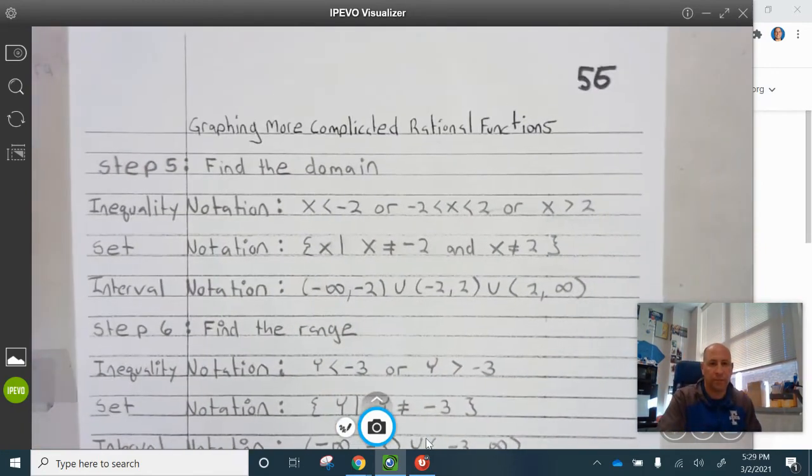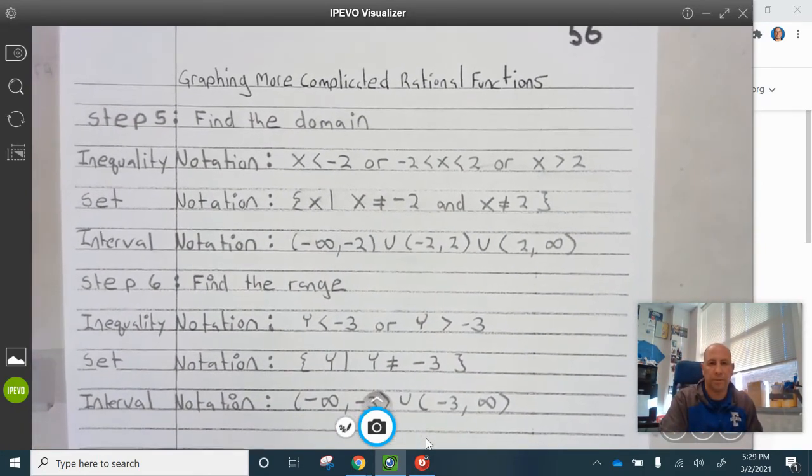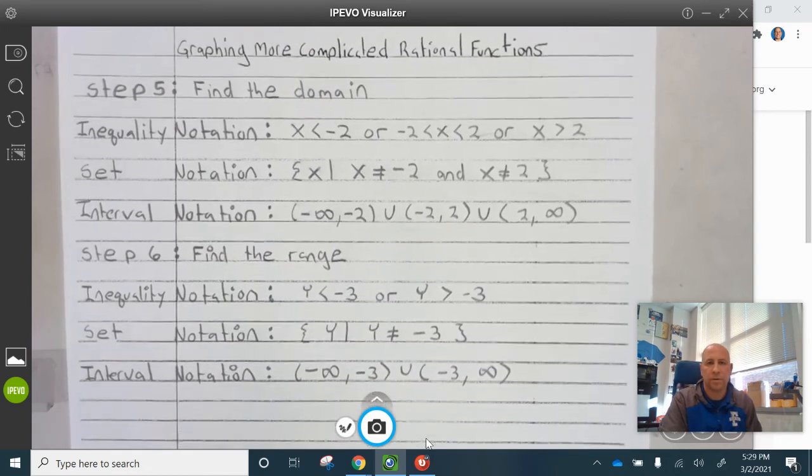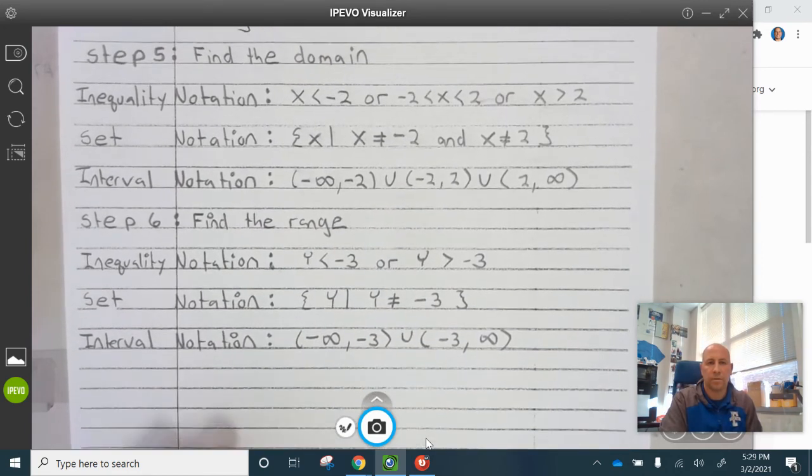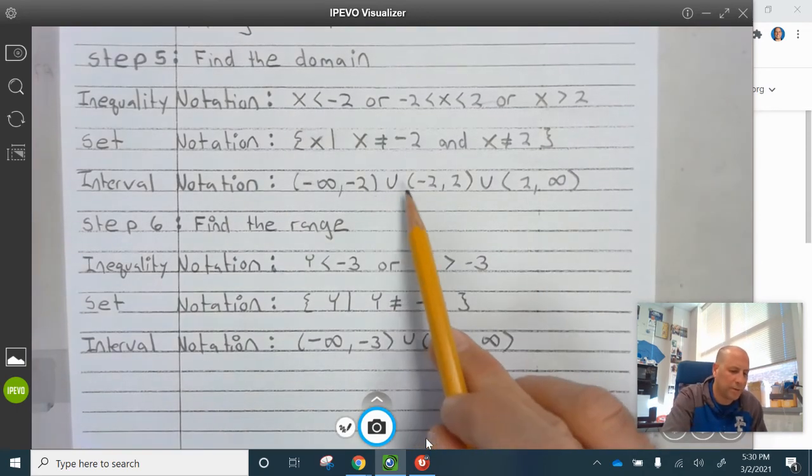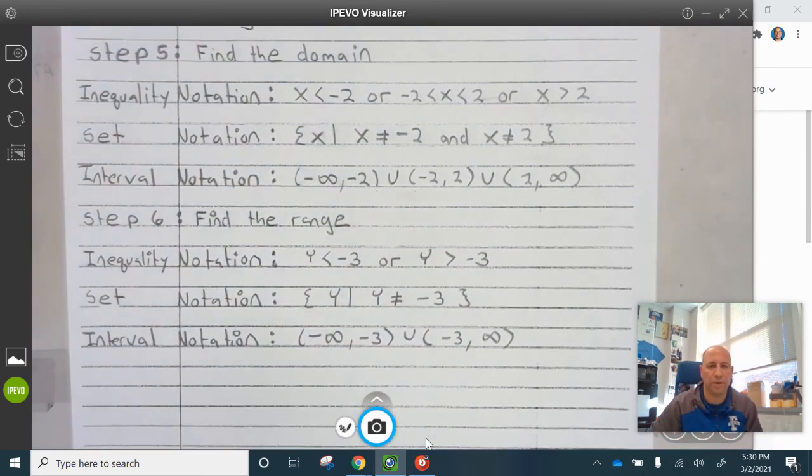All right. Let's take a look at step 5. Find the domain. Inequality notation is x is less than -2 or -2 to 2 or x is greater than 2. Okay. Set notation is x, so I said x does not equal -2 and x does not equal 2. Interval notation is x is -infinity to -2 or -2 to 2. And remember, parentheses means it doesn't include, or 2 to infinity.